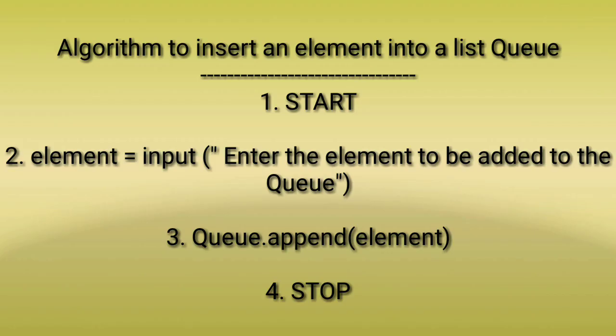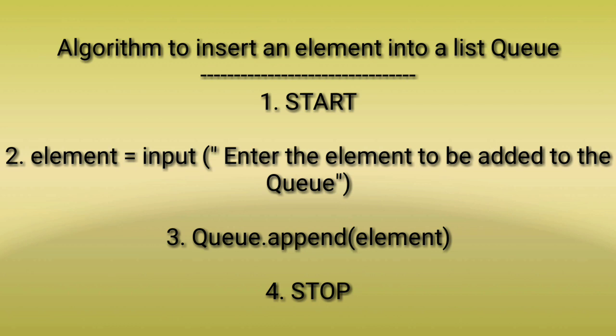Now we can move to the algorithm to insert an element into a list queue. How to insert an element into a list, we already discussed. Now we can move to the algorithm, the rules for insertion. Steps for inserting an element into a queue. If you want to add a new element to a queue, you can use the append function that we already discussed. Here, did you see 4 steps are there?